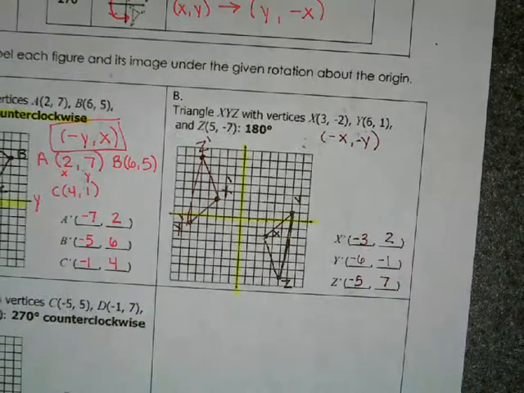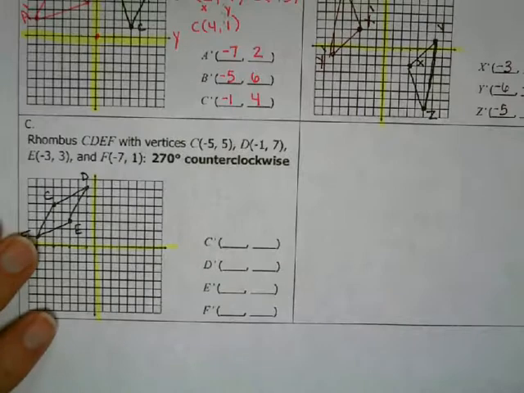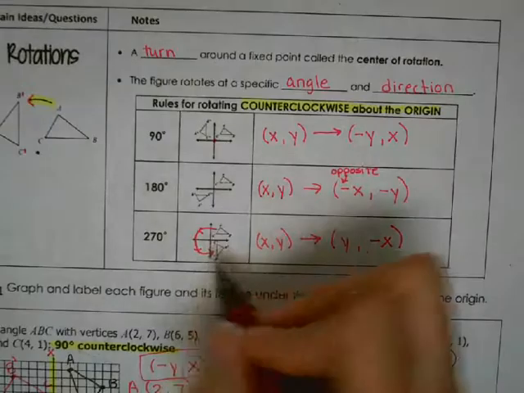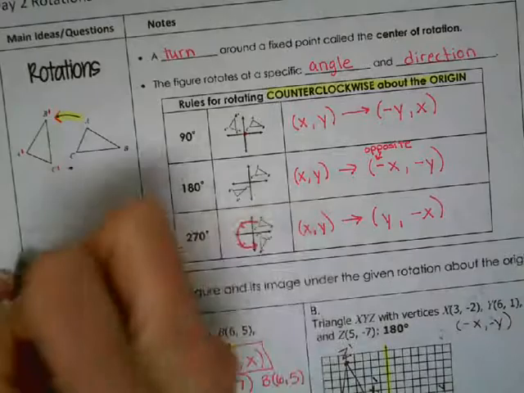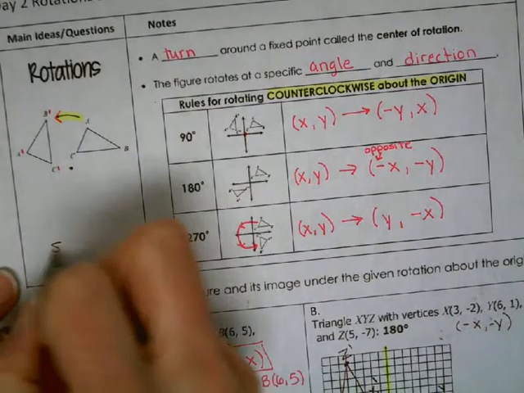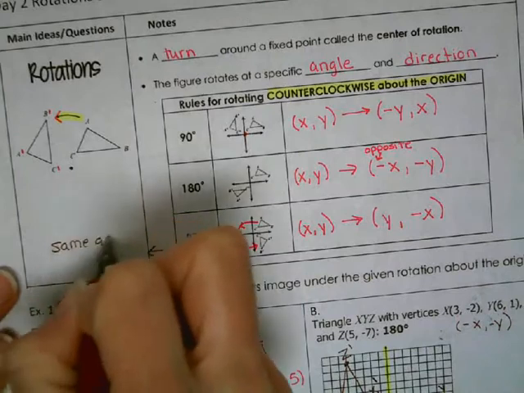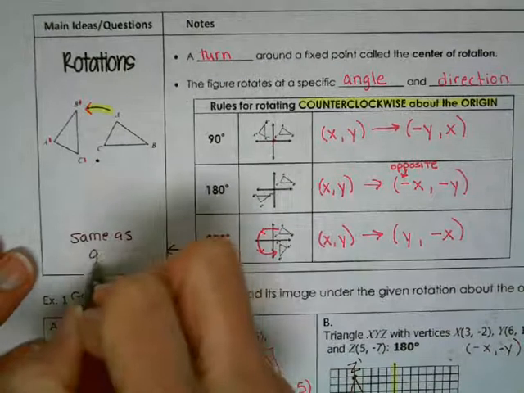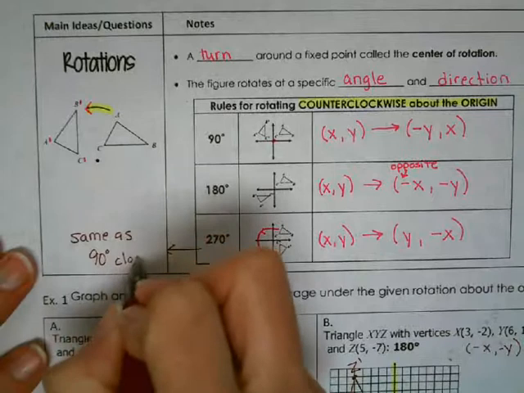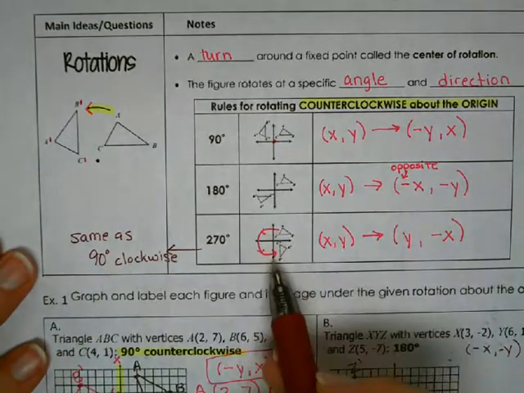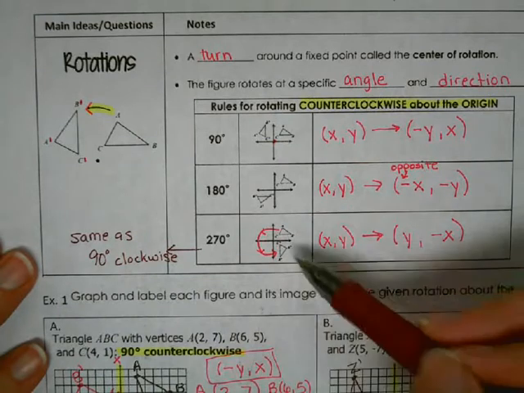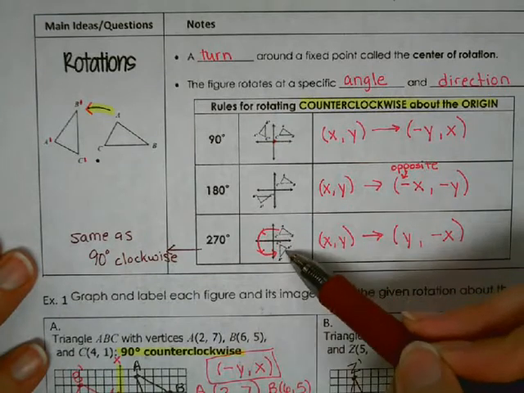Okay, let's look at the next one. This time it says 270 degrees counterclockwise. I'm going to go back up and make a little note here. Where we have 270 degrees counterclockwise, we're going to say that is the same as 90 degrees clockwise. So if you go 3 turns counterclockwise, that would be the same as going 90 degrees clockwise. Okay? Alright.